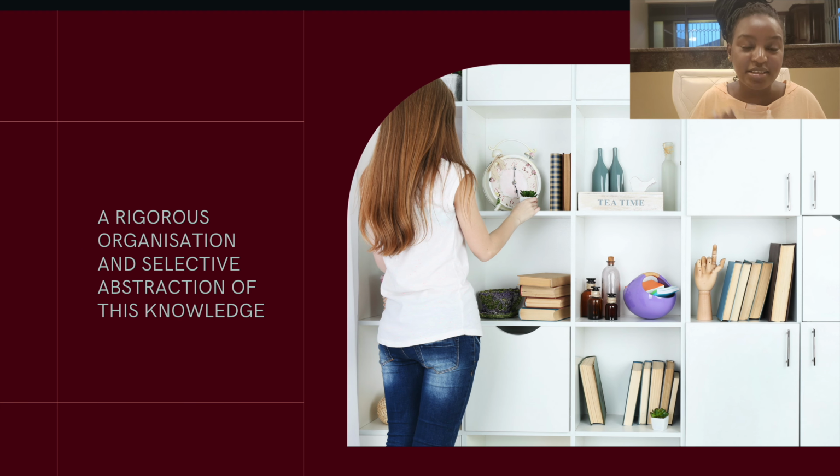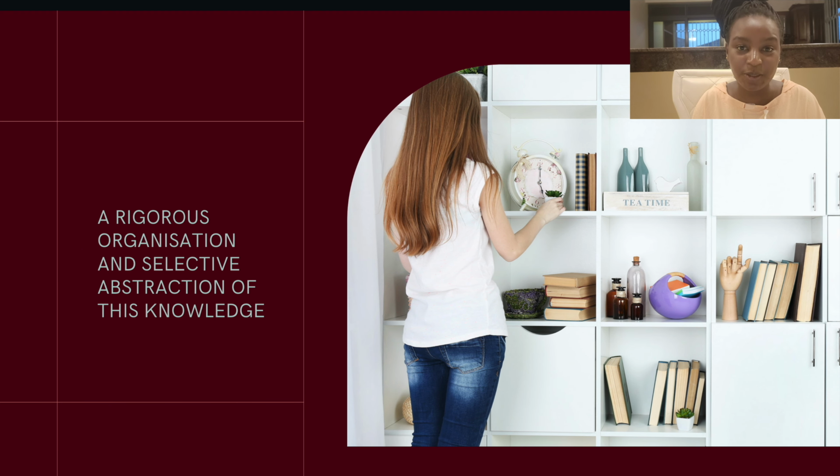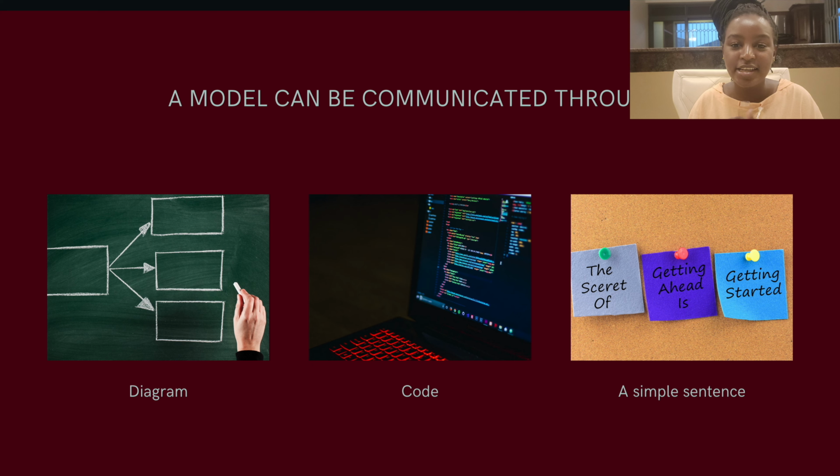But no, we need to break it down. We need to have a language between the developers and these domain experts. We need to iterate, get better language. We need to take our time and even out the concepts until we find a really good working model that everyone understands, that actually makes sense and fits what we're trying to create at the end of the day. It's a rigorous organization and selective abstraction of this knowledge from the domain experts, from the books, from all that. It can be communicated through different things: a diagram, code, a simple sentence, anything.